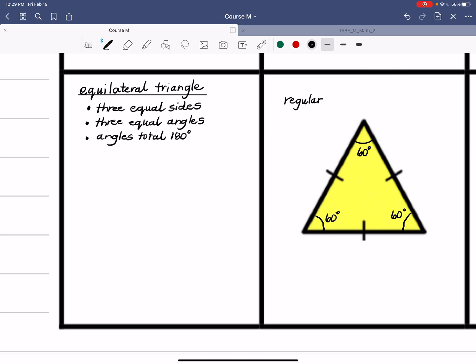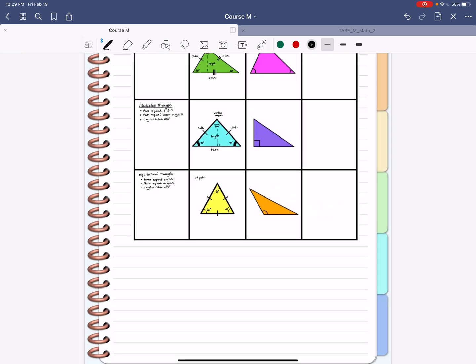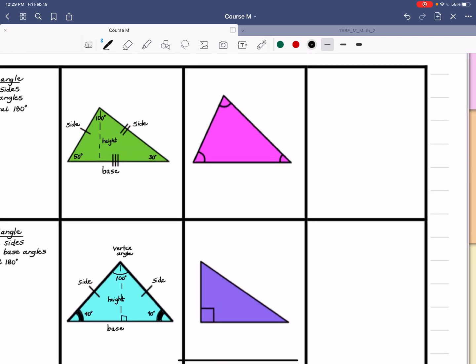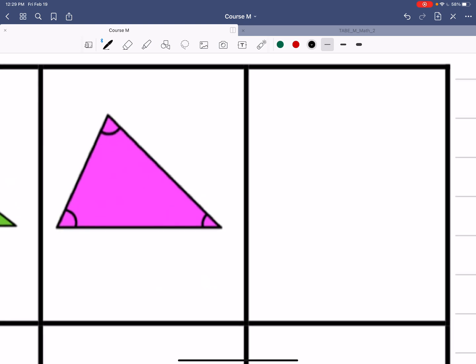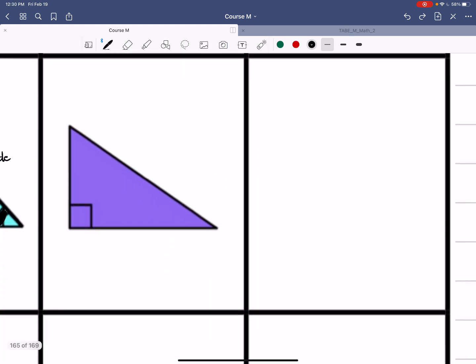Okay, let's meet three more of the triangle family, and we will be finished with these. This one doesn't tell me much about the sides. I can eyeball it and tell you that I think they're probably not equal. Actually, they might be. It looks like this one and this one might be equal, but it doesn't matter. What I'm focusing on are those angles.